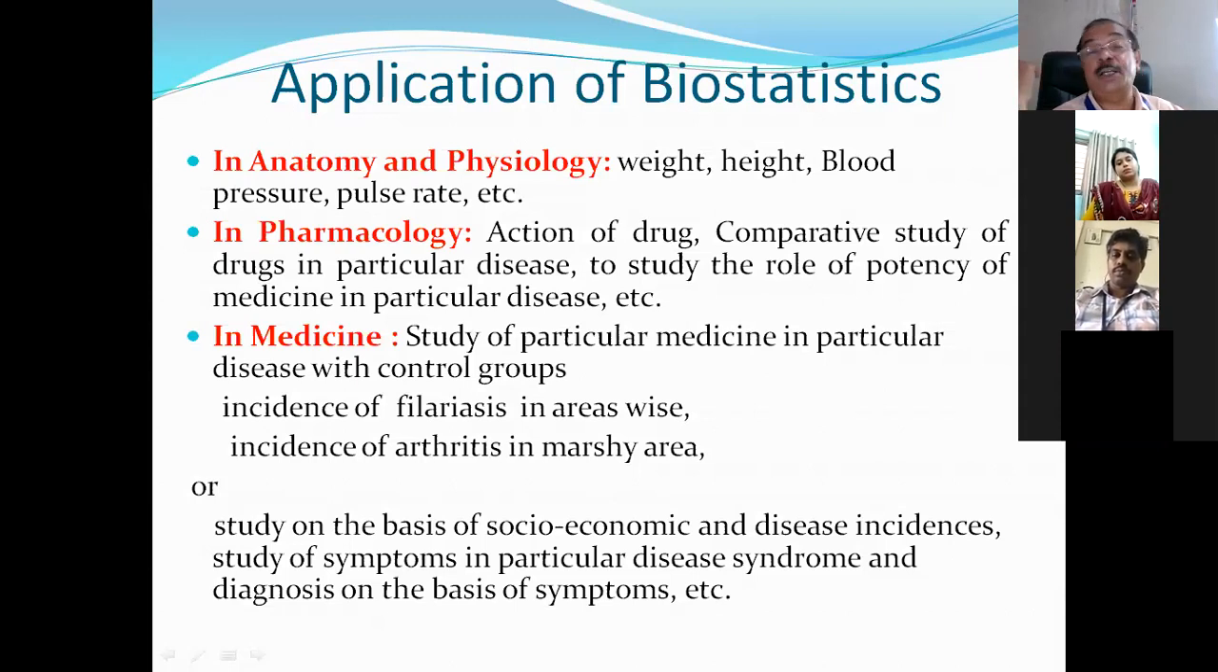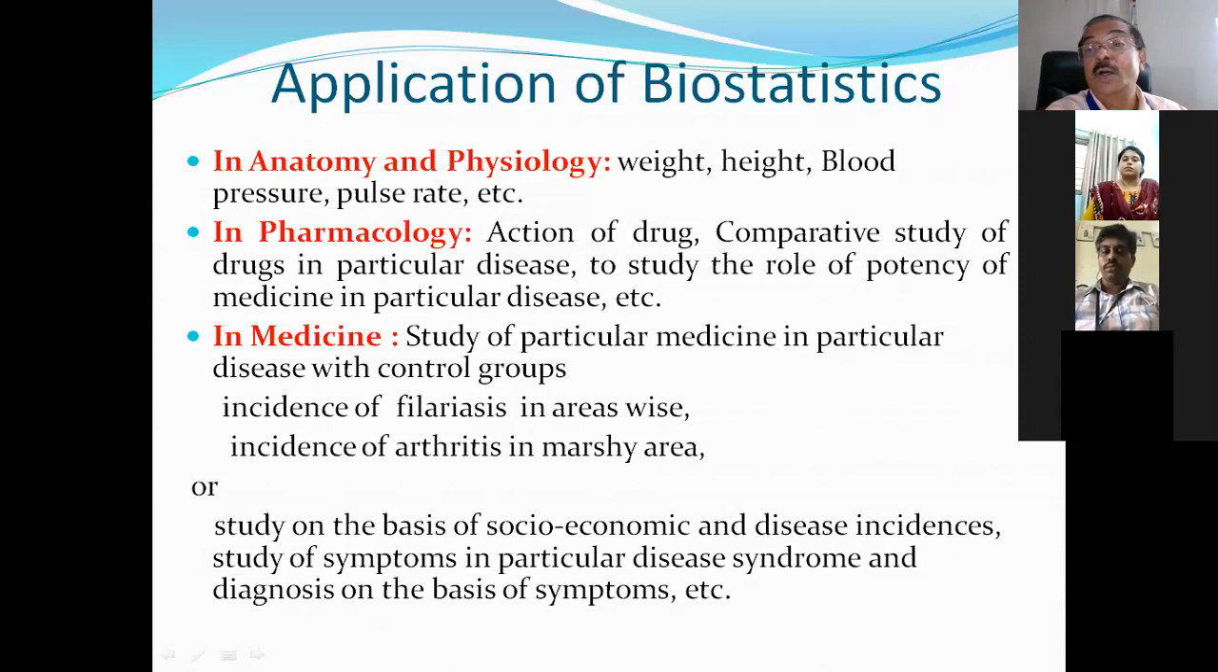And we also study the role of potency in medicine in a particular disease. There are several types of potency, several types of scale of potency. It is said that a few medicines are very much effective in LM potency, and a few medicines are very much effective in the centesimal potencies. Likewise, accordingly, we study medicine in a particular disease with a control group.